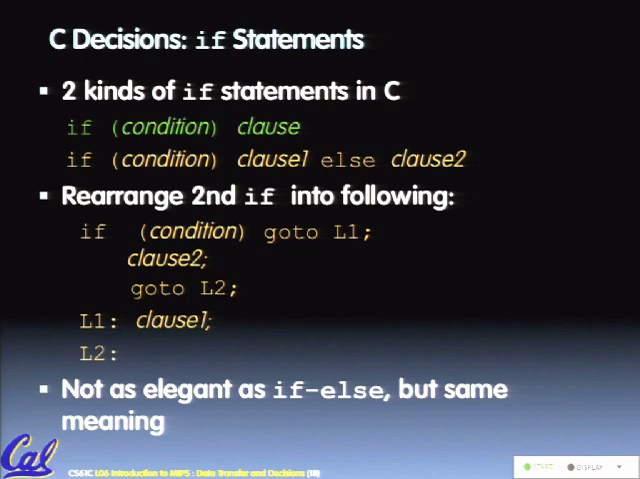So if condition go to L1, okay, what's L1? Well, then it's clause 1. And then I fall out of it and keep going with whatever's after that, okay? And that's good. What if there was a clause 2? What if it's not that way? Well, if the condition is false, I don't take the goto, and I do clause 2. But then I have to jump around clause 1. Do you see that there?